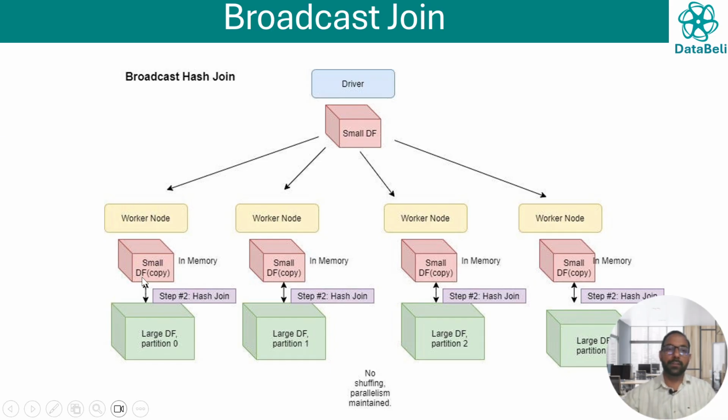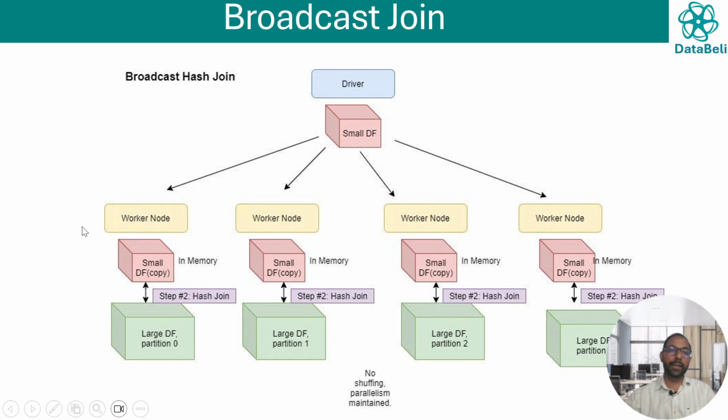What will happen is the large data frame or table will be divided into partitions. So this is our driver and these are our four worker nodes. This larger data set will be divided among various partitions, let's say four partitions across these worker nodes. And the smaller data frame, because it is very small, there is no need to partition it across multiple nodes. Instead, a copy of this small data frame will be broadcasted and saved in the memory of each of the worker nodes.